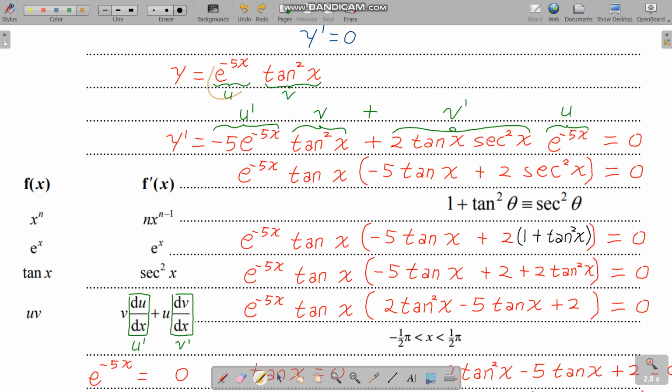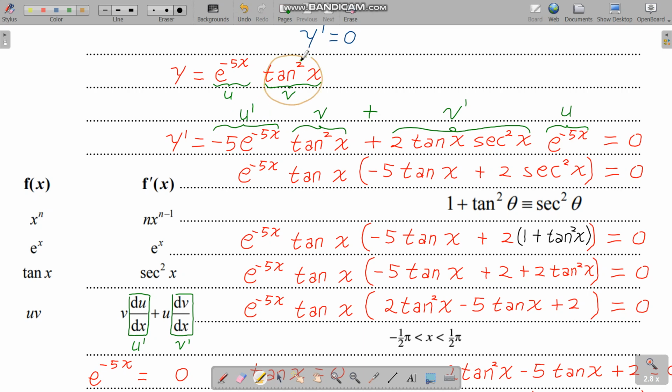So if u is e to the power of minus 5x, using this rule, the u prime is the same thing, e to the power of minus 5x, but multiplied by minus 5 because of the chain rule, because of the derivative of minus 5x. So using the chain rule, we multiply by minus 5. This is the u prime.